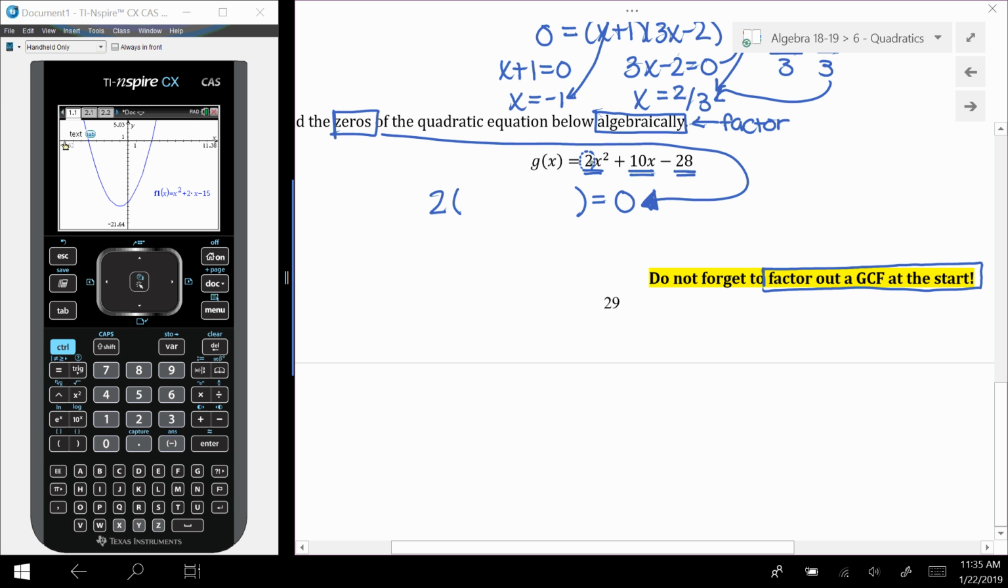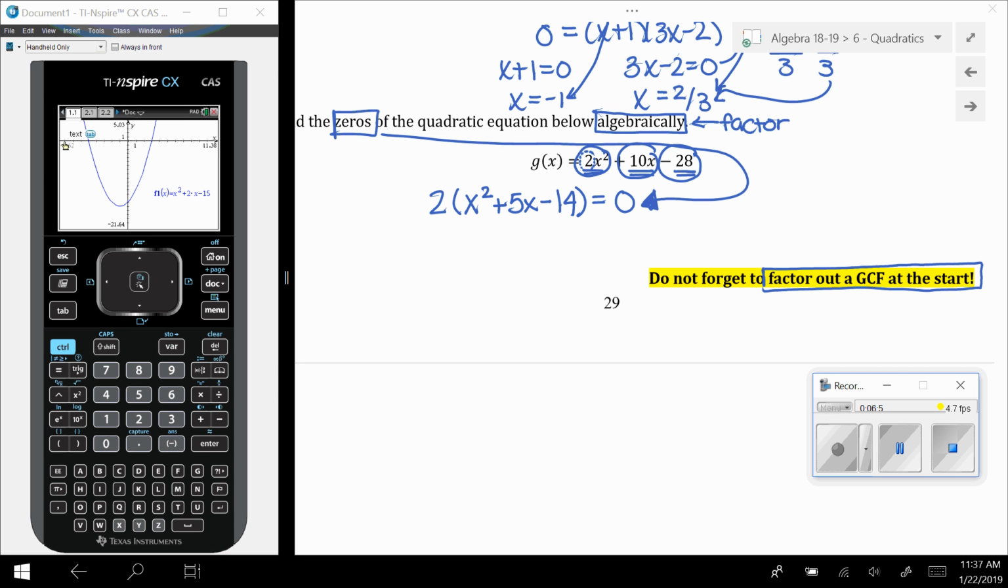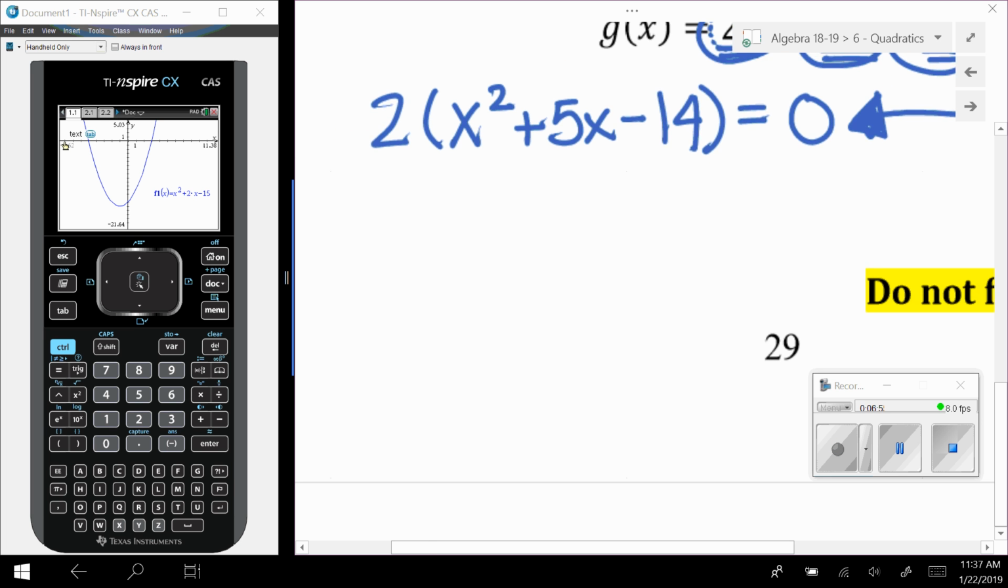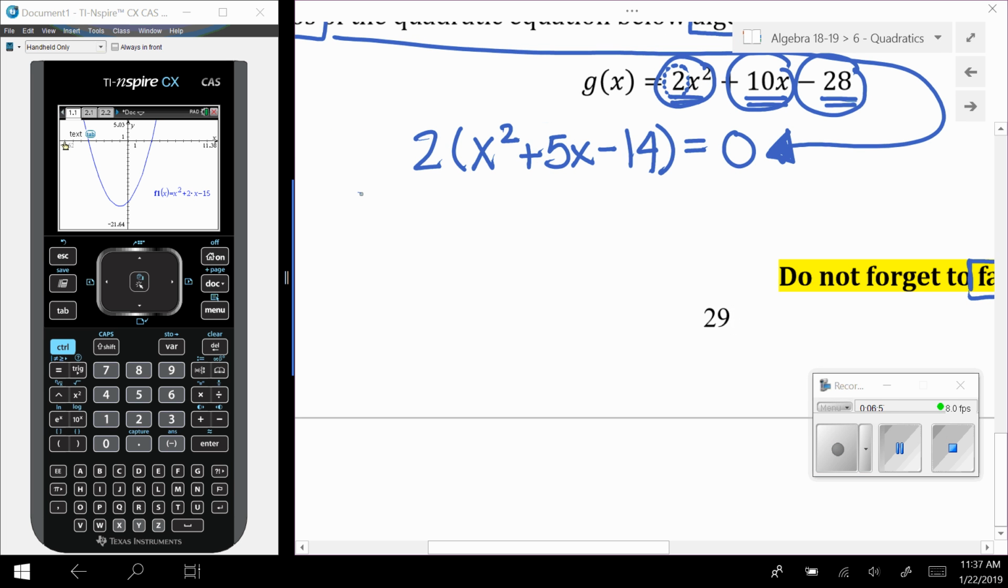All right, so I'm going to take a 2 out of 2x squared. That leaves me with x squared. I'm going to take a 2 out of 10x. That leaves me with 5x. I'm going to take a 2 out of -28, and that leaves me with -14. Okay, so now guys, this is just like what we had to do in the previous day. We got to factor this guy.